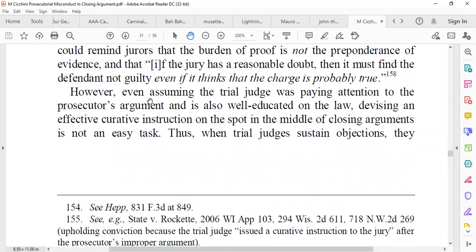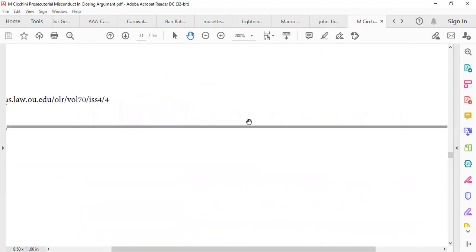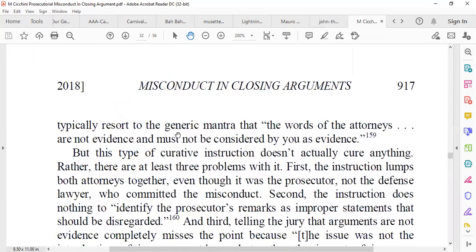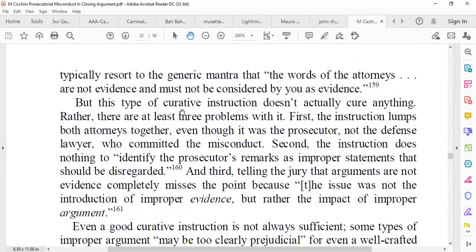However, even assuming the trial judge was paying attention to the prosecutor's argument and is also well educated on the law, devising an effective curative instruction on the spot in the middle of closing arguments is not an easy task. Thus, when trial judges sustain objections, they typically resort to the generic mantra that the words of the attorneys are not evidence and must not be considered by you as evidence. But this type of curative instruction doesn't actually cure anything. Rather, there are at least 3 problems with it.